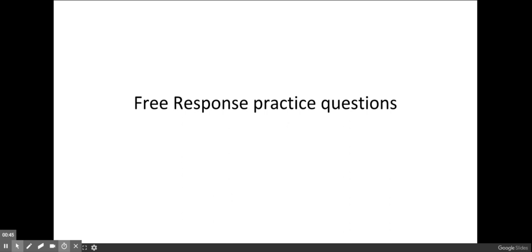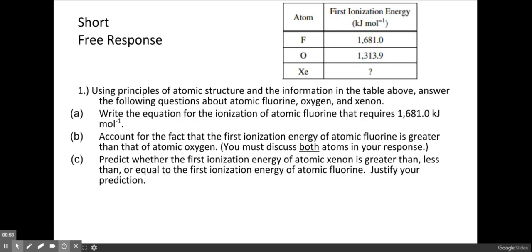So I've taken some large free response questions and broken them down so that you can stop after the questions and then only see the answers for just those questions on the next slide. So let's get started. First, we have a short free response question. Notice we have a table of first ionization energies for 3 different atoms, and we start with number 1, using principles of atomic structure and the information in the table above. Answer the following questions about atomic fluorine, oxygen, and xenon.